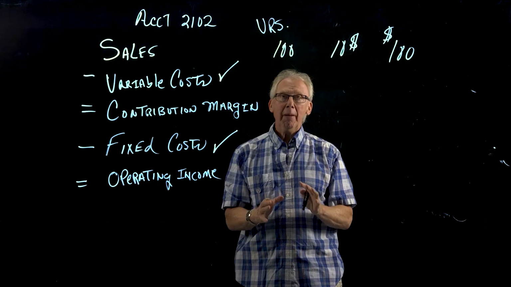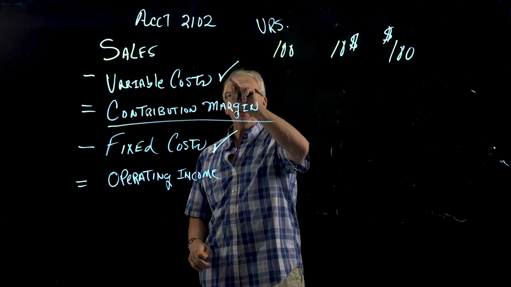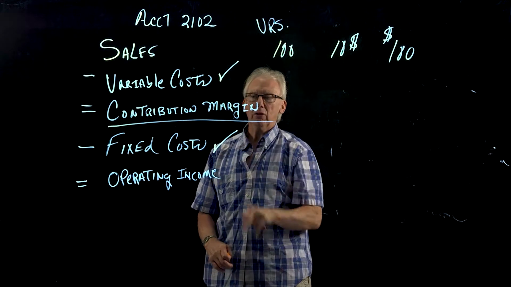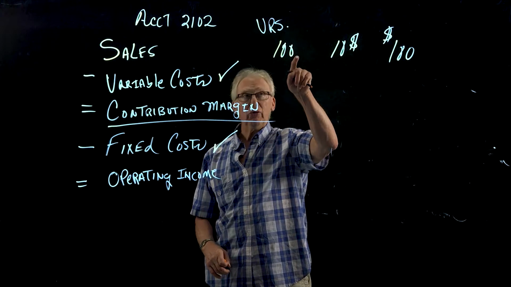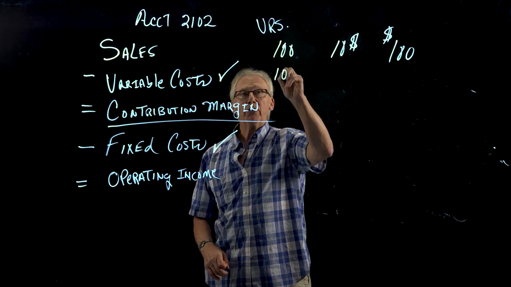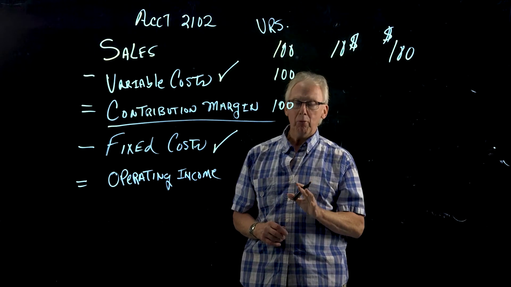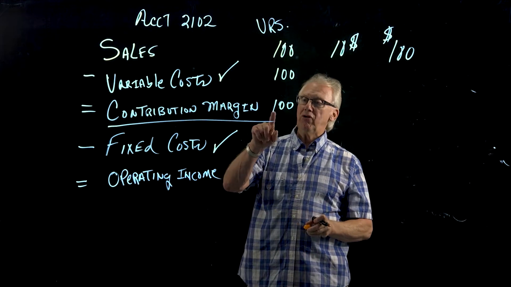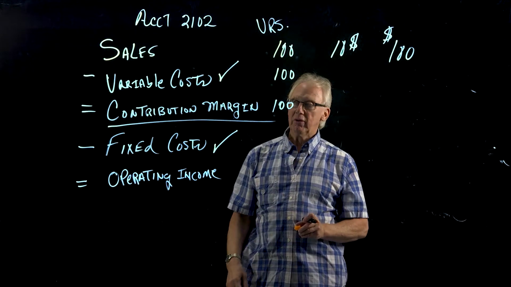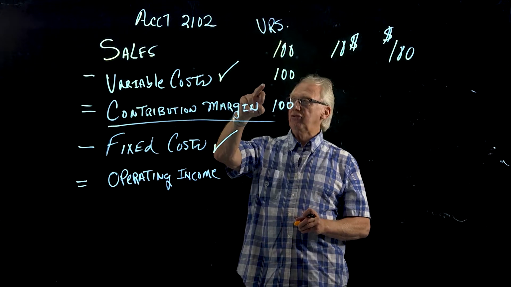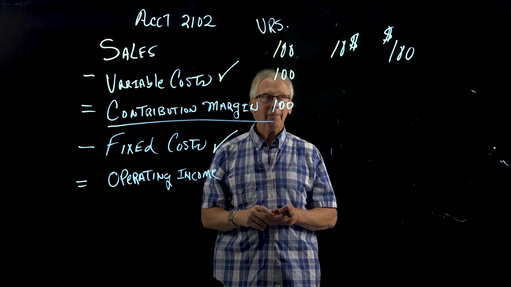Now, here's one thing to remember. If any of these three items, sales, variable costs, or contribution margin, if any of them are a number, such as sales is 100, all three of them are 100. And that's one thing you really got to put in your mind. If contribution margin is 100 units, variable cost and sales have to be 100 units. Okay, if variable cost is 100 units, contribution margin and sales have to be 100 units. All three have to be the same.